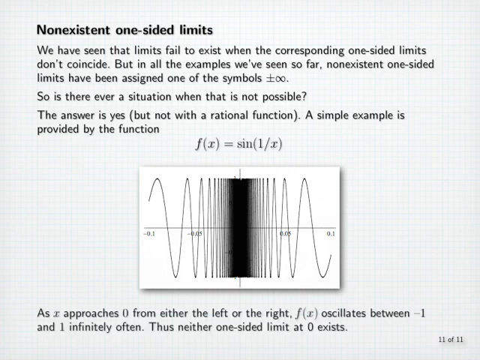As x approaches 0 from either the left or the right, f of x oscillates between minus 1 and 1 infinitely often, thus neither one-sided limit at 0 can exist. Moreover, since the function values are bounded between minus 1 and 1, it makes no sense to say that either of the one-sided limits is plus or minus infinity.